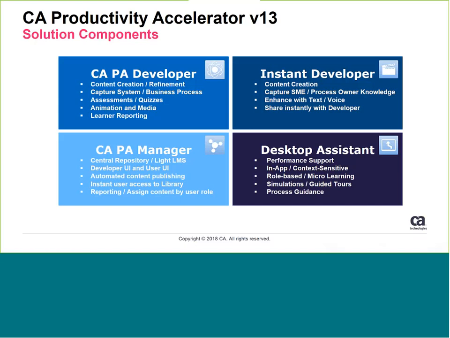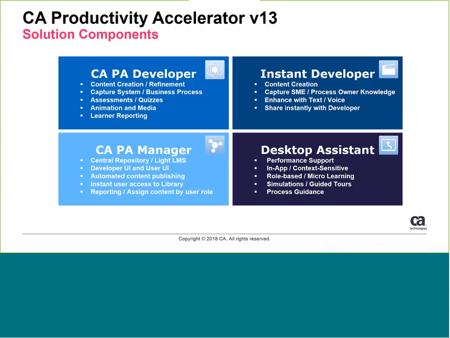What a new feature is what we call the instant developer, and this is kind of a lightweight version of the developer. The instant developer provides subject matter experts or business process owners with a simple and fast way to record a process. And the content can be enhanced with the addition of audio and text, and then shared with the main CAPA developer to integrate into, say, formal courses or informal learning, other content and material that can be utilized to drive adoption. The CAPA developer can then refine and publish that and make it immediately available to users and learners.